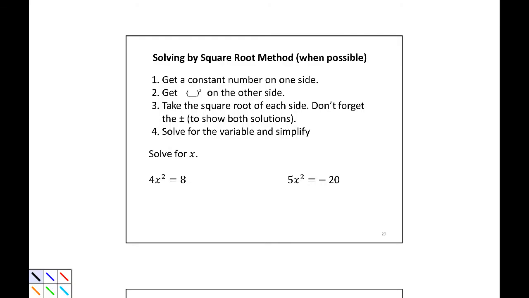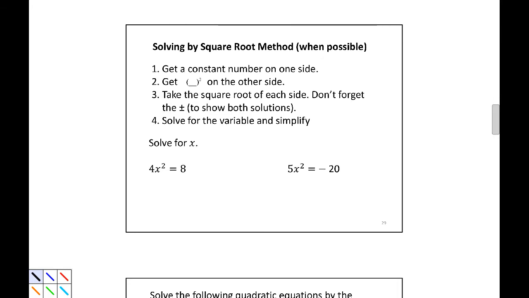Our next objective in this section is to solve quadratic equations by the square root method. These steps involve: 1, get a constant on one side. So rather than getting it equal to 0, we want a constant on one side. We will get the x squared, or in our case, something squared quantity on the other side. We'll take the square root of both sides. Don't forget the plus or minus. And then solve for the variable and simplify.